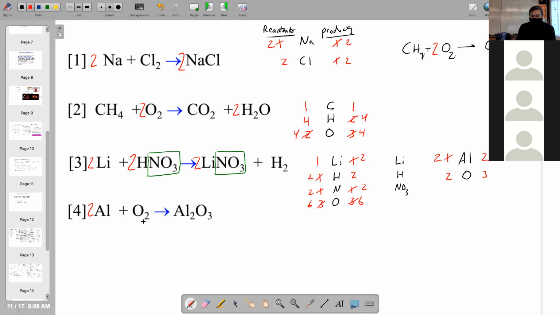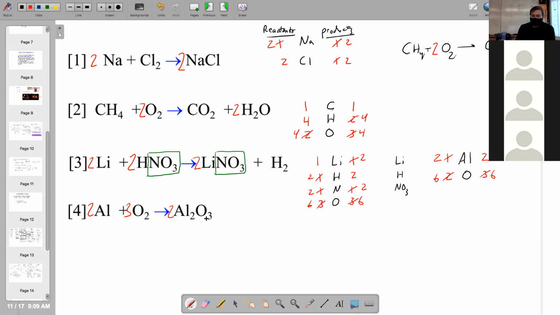A little trick is if the coefficients aren't divisible into each other, in other words, if it's not 2 and 4 but something like 2 and 3, you need to find the least common multiple of the coefficients, and that's 6. So you're going to need to have 6 oxygens on both sides. To do that, you put a 3 in front of the oxygen on the left and a 2 in front of the aluminum oxide on the right. When you put the 3 in front of the oxygen, now you've got 6 oxygens on the left and 6 on the right.